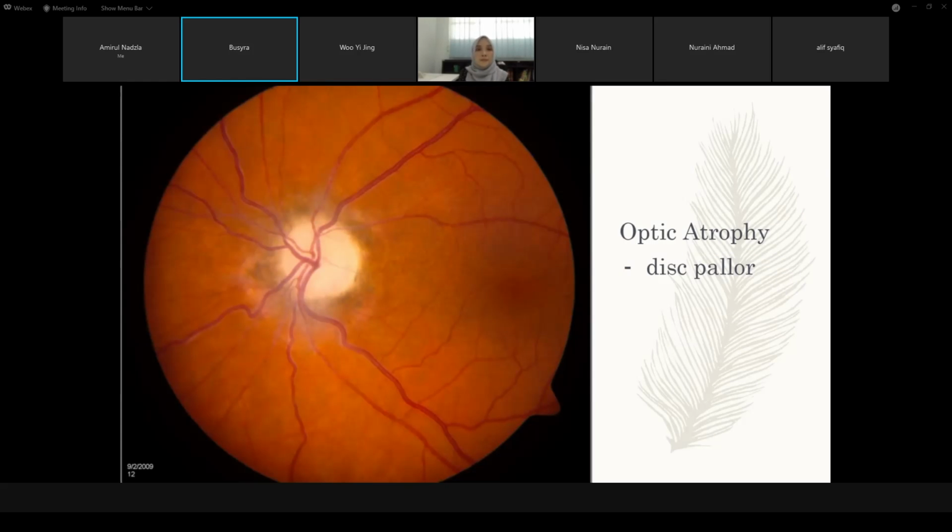In this picture, the entire disc, we can see that it is pale in color. I think we cannot appreciate the cup as everything is pale.